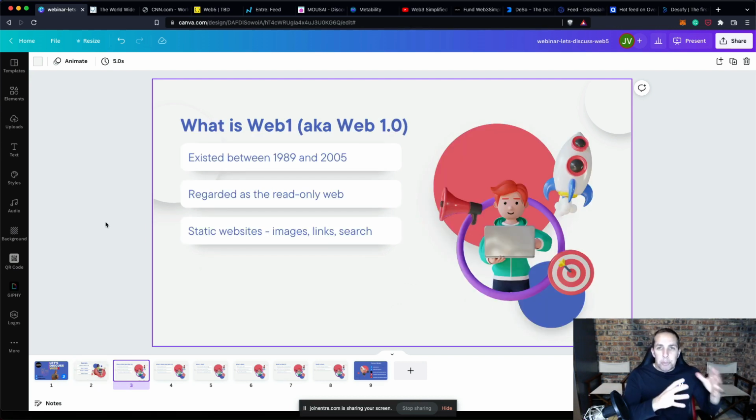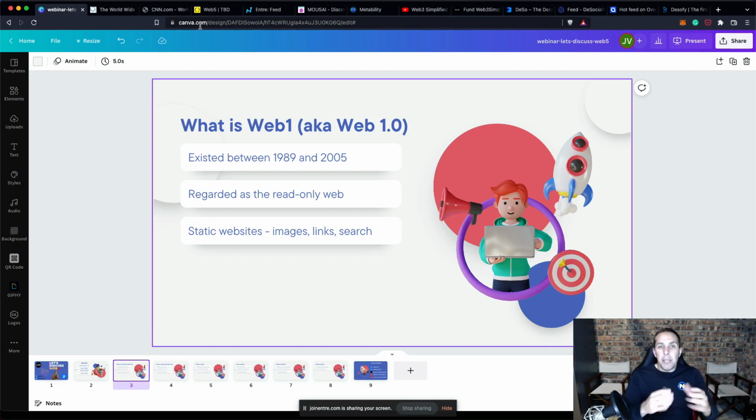Web 1 is pretty much the launch of the internet as we know it. It existed primarily between the years 1989 and 2005. And it was regarded as the read-only web. The focus of this was that we used scripting languages like HTML, hypertext markup language, and CSS, cascading style sheets, and together they formed what we regard as static web pages, okay? Web pages that you could open up using a website URL.